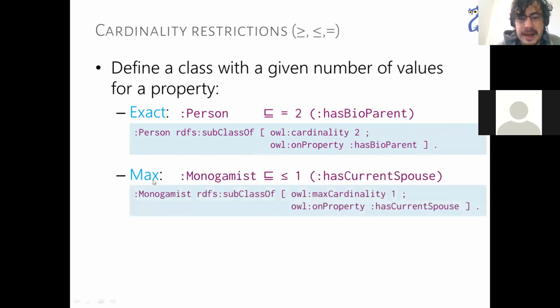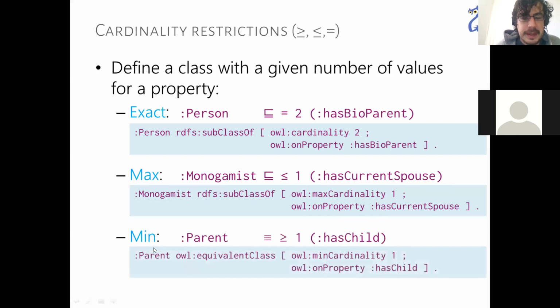We can also have a max version of that where we specify a maximum, the class of things that have a maximum number of values for a property. So we can say that a monogamous, for example, is a subclass of the class having at most one current spouse. Okay, so this means that a monogamist either has at most one spouse, or currently has no spouse. So monogamous subclass of max cardinality 1 on property has spouse.